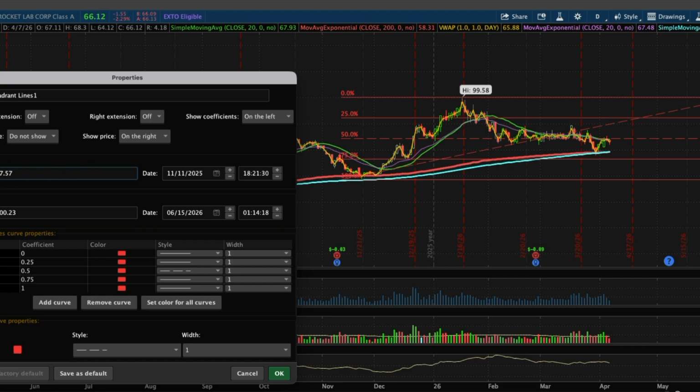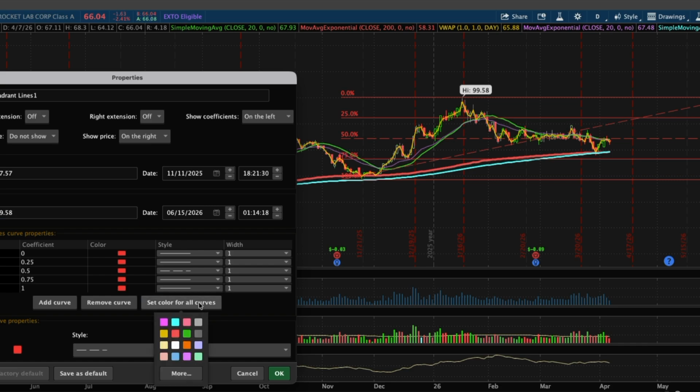We're going to take that and stick it in our quadrant line square right here. 37.57. And then of course we know our high is 99.58, so we'll change that from 100 to 99.58. So we have our high and our low of this particular move that happened from about November of 2025 till today.